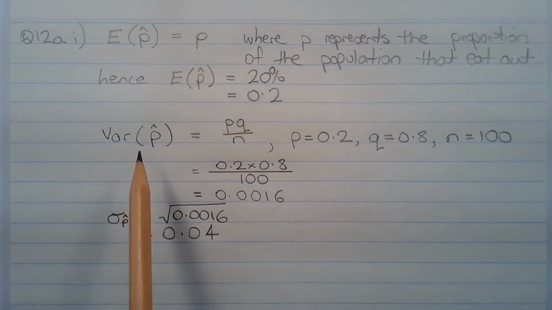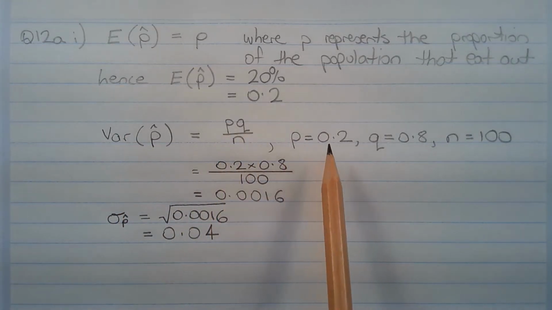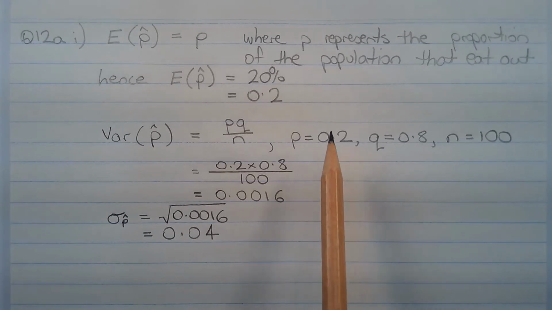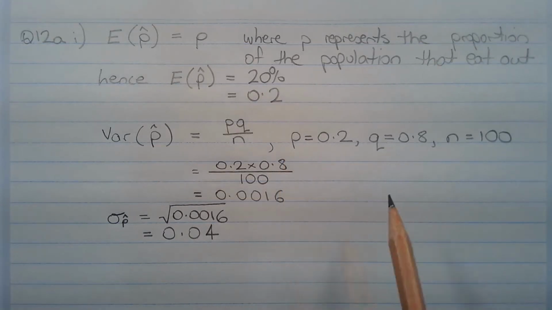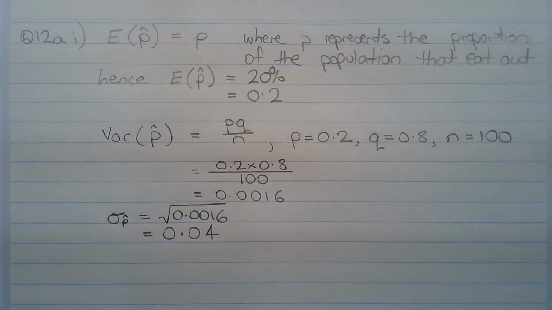The variance of the sample proportion p hat is equal to pq over n, where p is equal to 0.2, q is equal to 1 minus p, which is 0.8, and n is equal to 100, which represents the number of people in the sample. So the variance is equal to 0.2 times 0.8 over 100, which equals 0.0016. Now the standard deviation of the sample proportion is equal to the square root of the variance of the sample proportion, so that's equal to the square root of 0.0016, which equals 0.04.